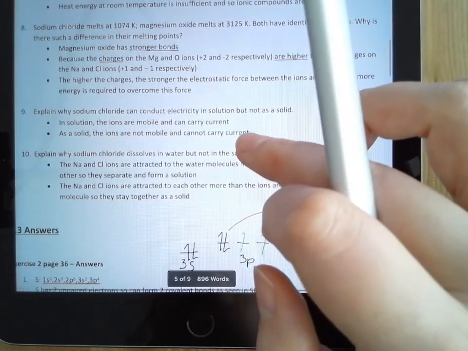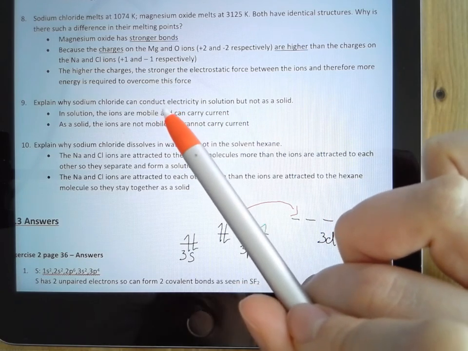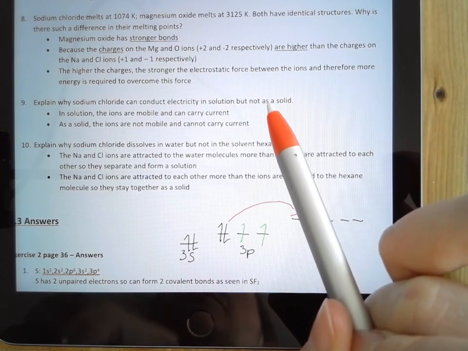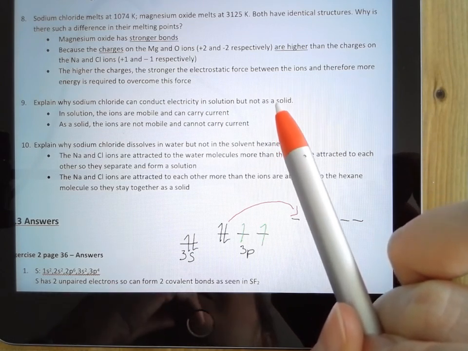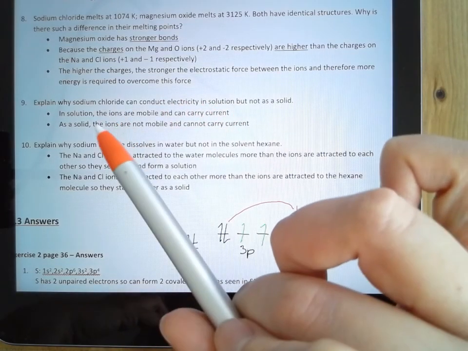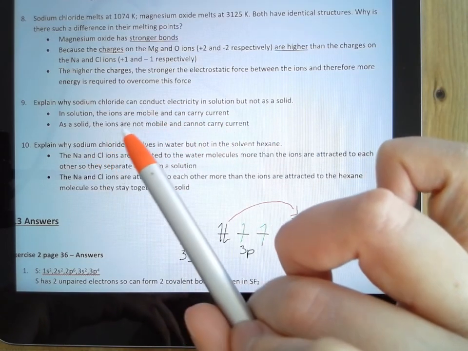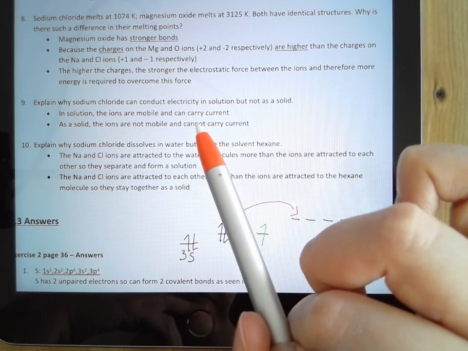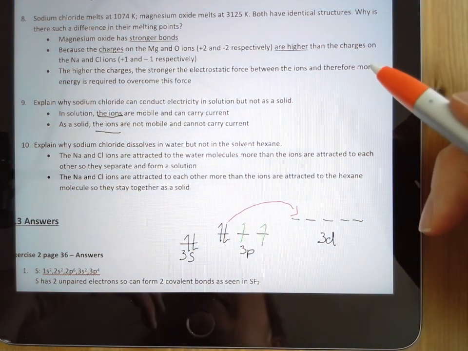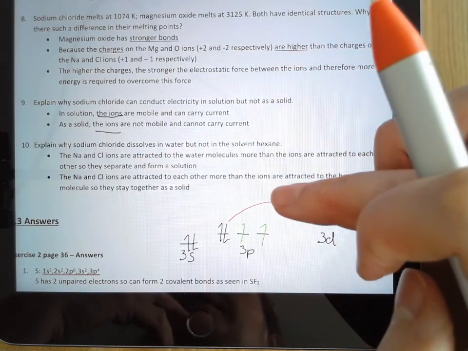Why can sodium chloride conduct electricity in solution but not as a solid? We've talked about when conducting electricity, those ions have to be free to move. In a solid, the particles, the ions, cannot move freely. They're held in fixed positions and can only vibrate. In solution, those ions can move freely. So I'm going to say in solution, the ions are mobile. That means they can carry current. As a solid, those ions are not mobile. They cannot carry current. You need to mention that word ions in your answer. You can't just say particles, and you definitely cannot say delocalized electrons. The particles you're talking about are ions.